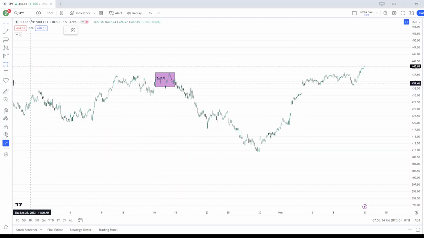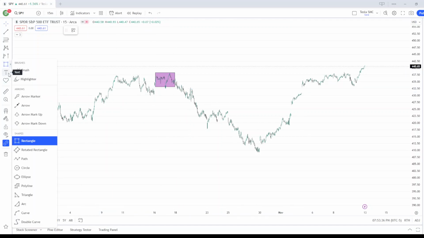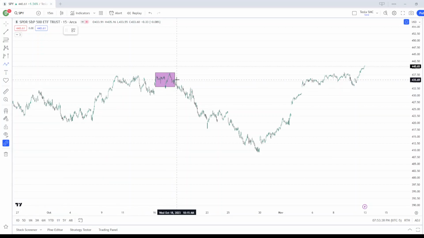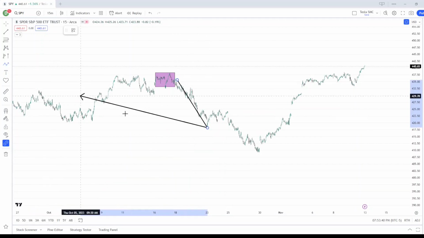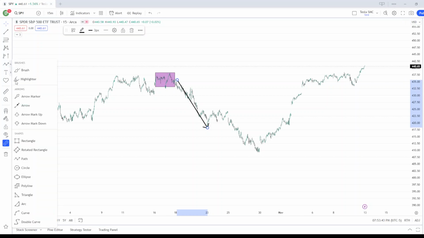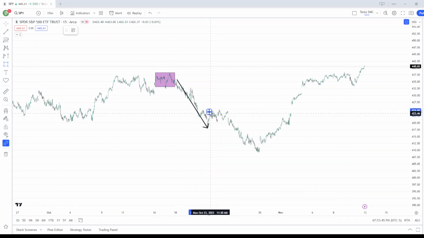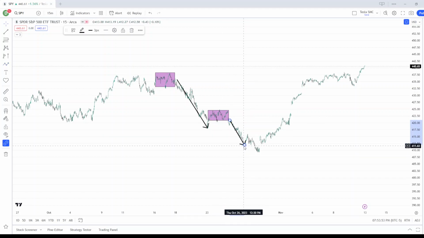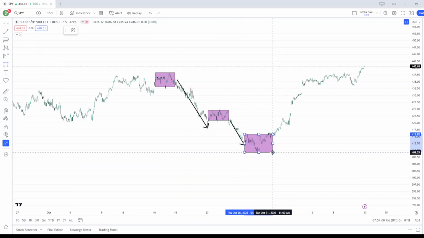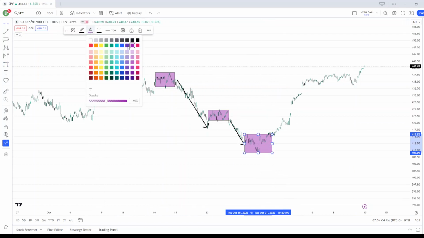Then we see, I'm trying to make it very clear for you guys, see our distribution. Then we see another round of consolidation. Then we see another distribution. And then we see our final consolidation. And I'm going to make this a different color so that it's very clear.